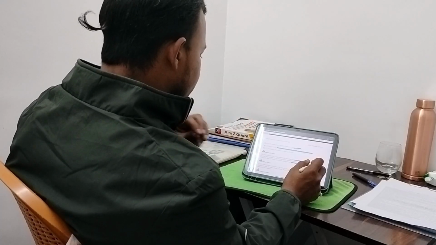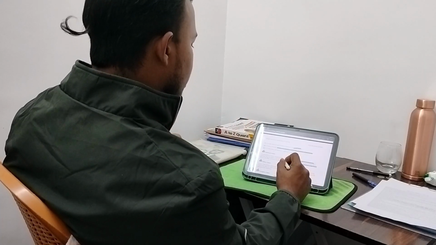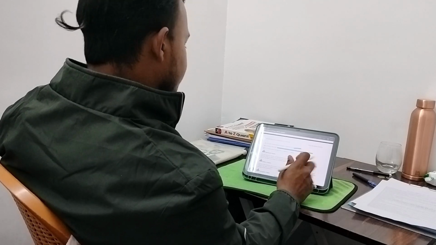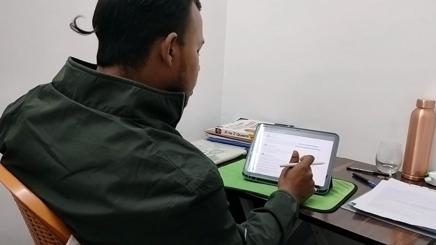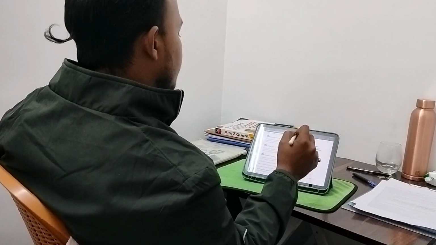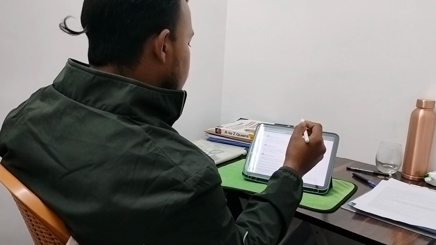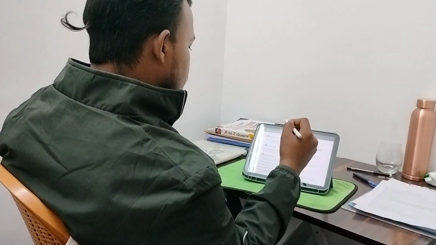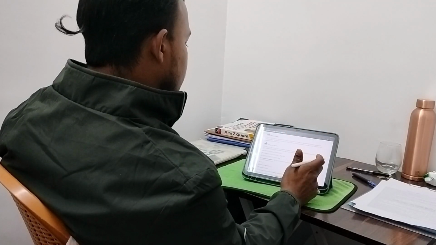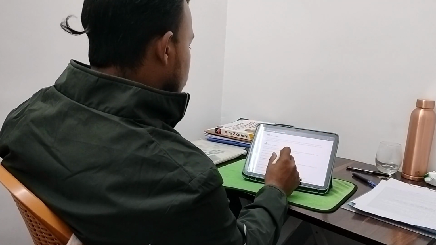Diplomatic power of the president. International treaties, agreements and negotiations are concluded in the name of the president. Military power of the president. He or she is the supreme commander of the defense forces of India. Emergency power of the president of India.